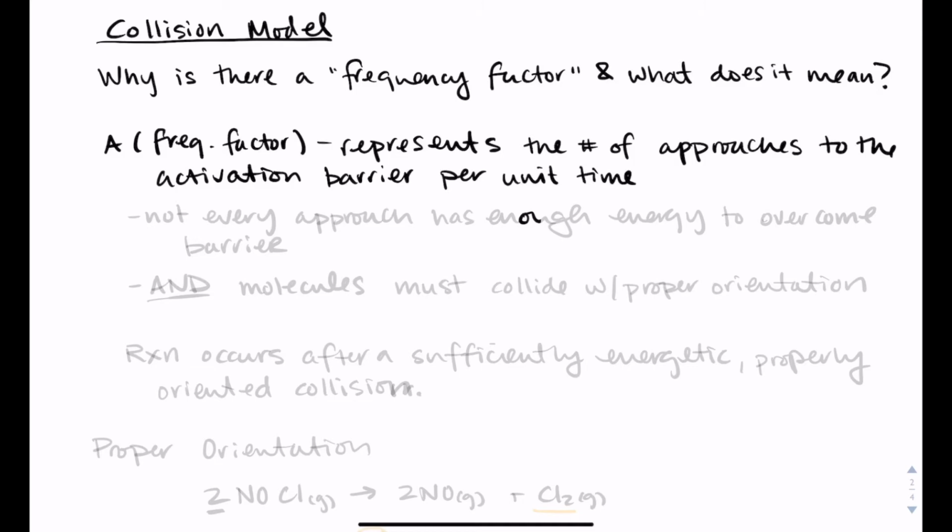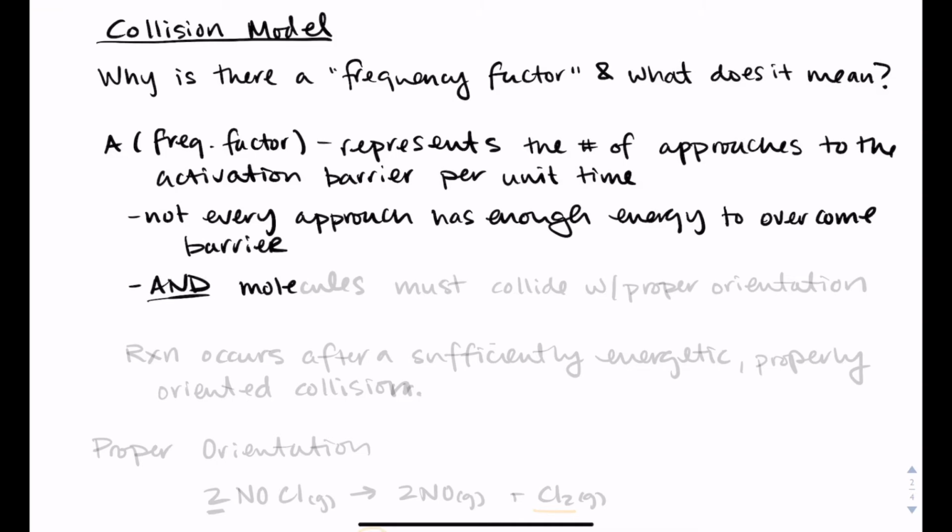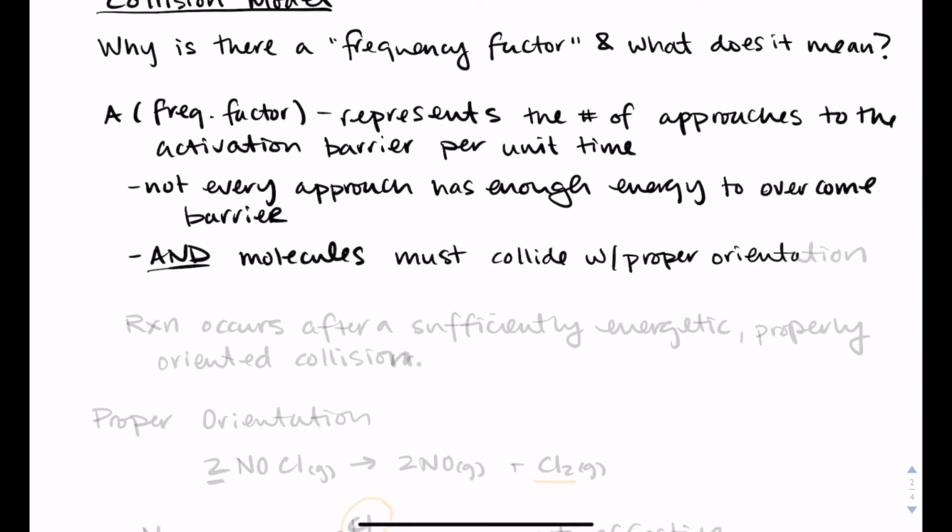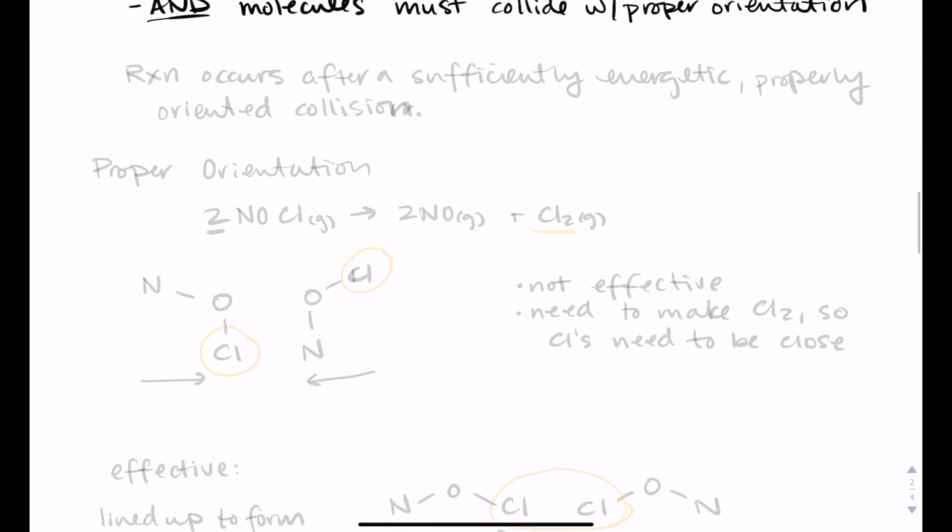And the molecules have to run into each other with the proper orientation. And I'll draw some structures to show what this means. So overall, the reaction occurs after a sufficiently energetic, properly oriented collision. So things need to line up and they need to have enough energy when they approach the barrier. The frequency factor represents how many times they might do that per unit time.